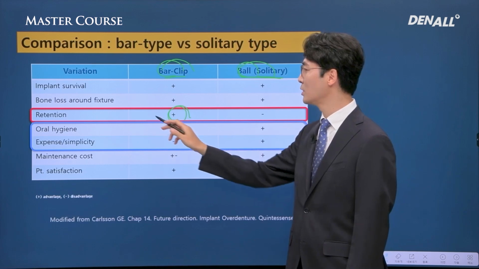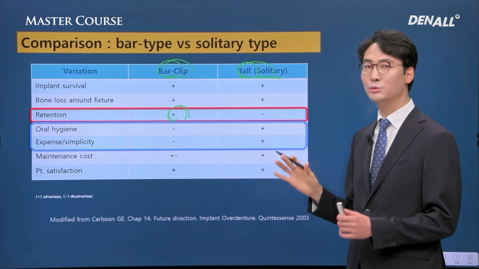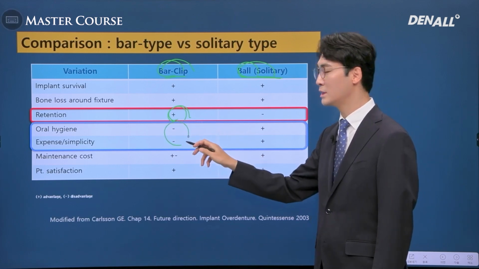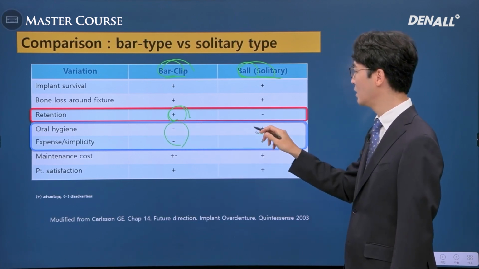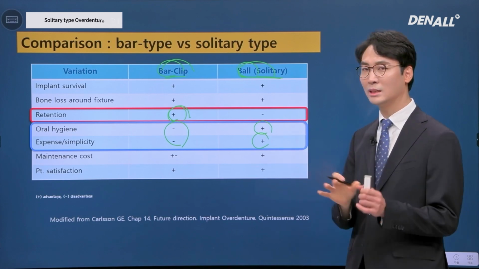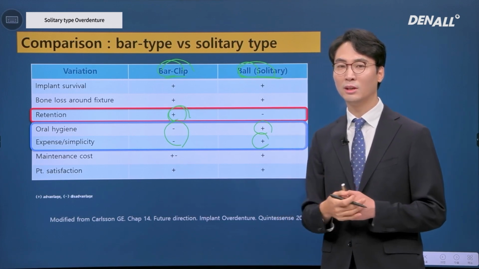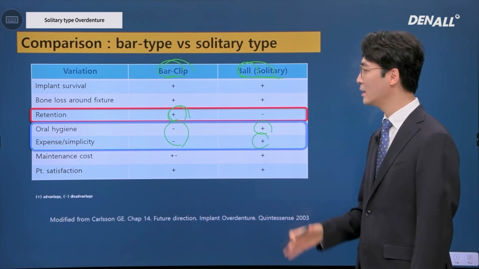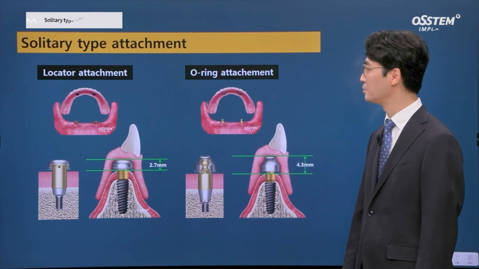In terms of oral hygiene and simplicity of treatment and cost, rather than fabricating bar type, you can use a solitary ball type, which can be used independently. It's more simple and treatment can become more easy.